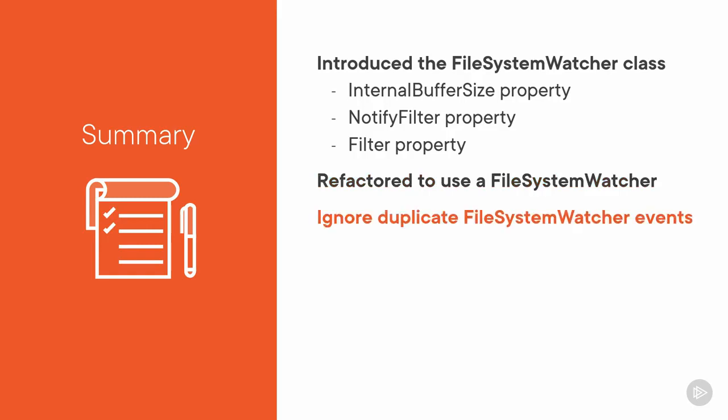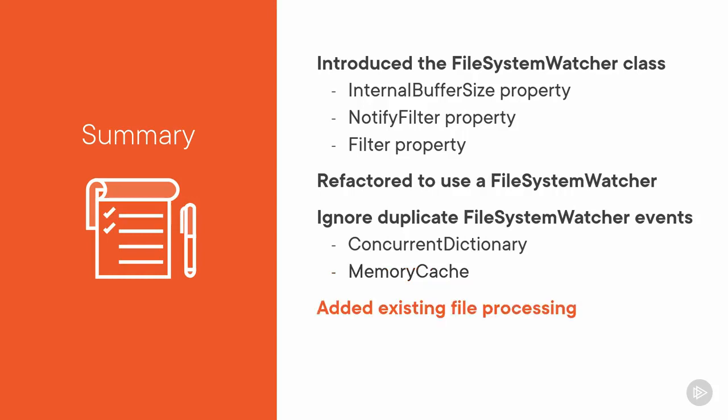So we learned a couple of possible ways to deal with this, one that uses a concurrent dictionary instance and one that uses a memory cache instance. We then added some additional code to check that if there are any existing files in the input directory when the application starts, they'll be picked up and processed.